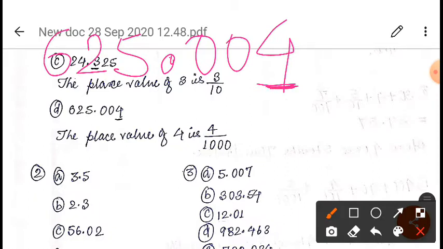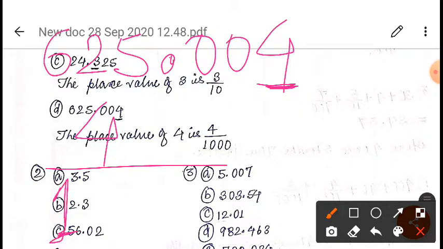It means we have to find the place value of this 4. So how will we find it? We will just write this 4 here as it is, okay? And after that, what will we do? We will count. After writing 4, we will write divided by 1. We will write here 1, okay?